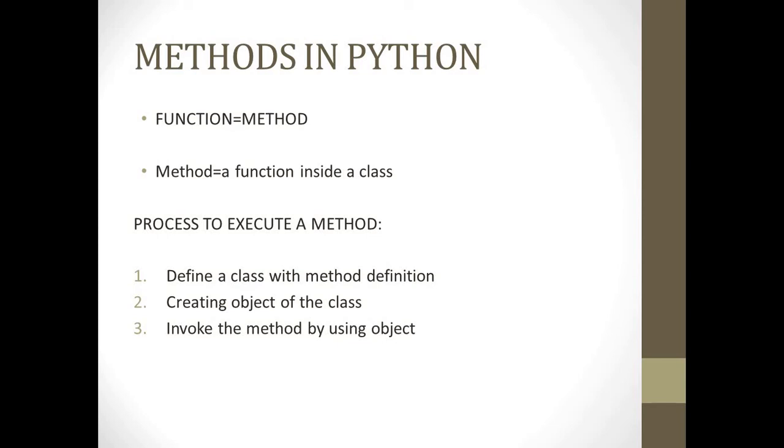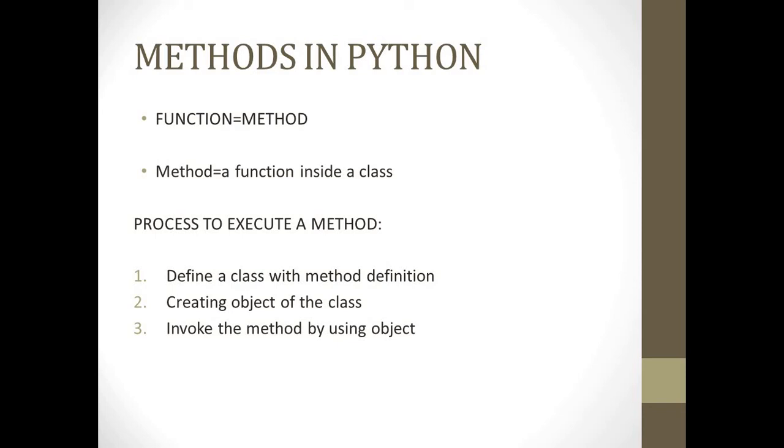What are the slight changes? A method is also a function, a function which is represented inside the class. Then the name changes. If the function is present outside the class, it is called a function. If the function is present inside the class, then it is called a method.